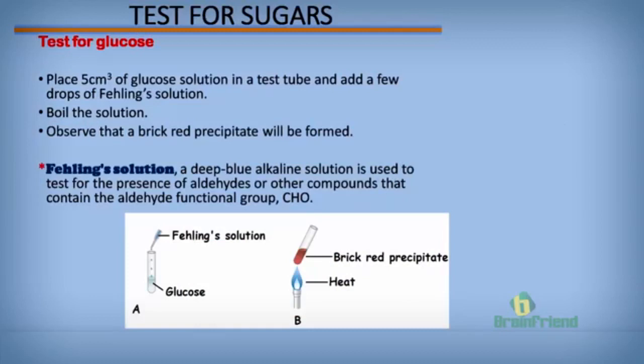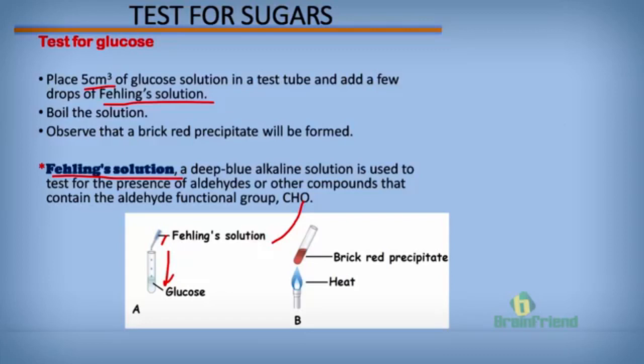Test for glucose. To test for glucose, we make use of what we call a Fehling solution. To do this, we place 5 cm cube of glucose solution in a test tube and add a few drops of Fehling's solution. Just as we can see in the image, we have Fehling solution being introduced into a test tube containing glucose. Then the next thing we do is to boil the solution.